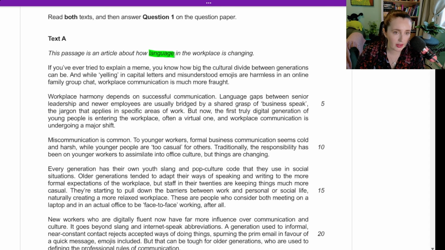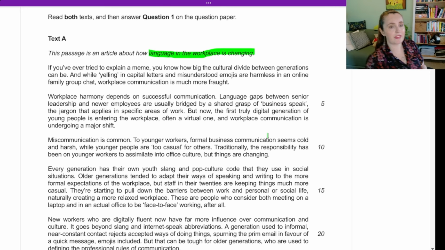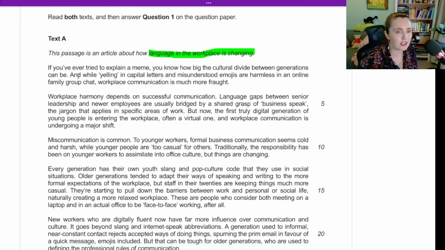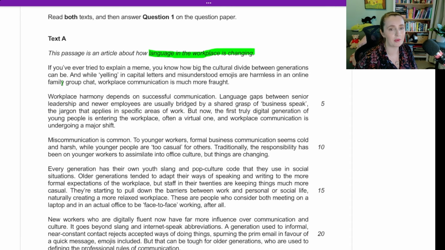Okay, interesting. Straight away, language in the workplace is changing. Can we fight the inevitable? If it is changing, why try to stop it from changing? Isn't change part of life? Is it possible to stop change? Would you want to stop change? Isn't change a synonym for progress?